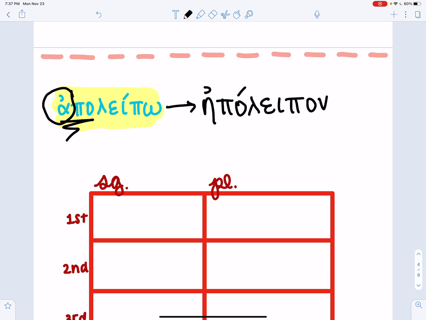But it's not quite that simple. Here, we need to look at the last vowel in our prefix. So here we go.